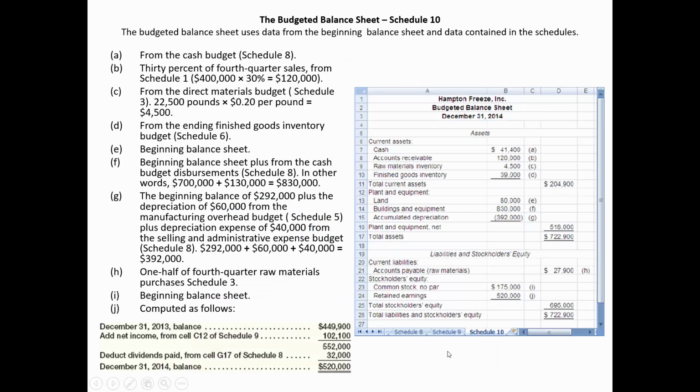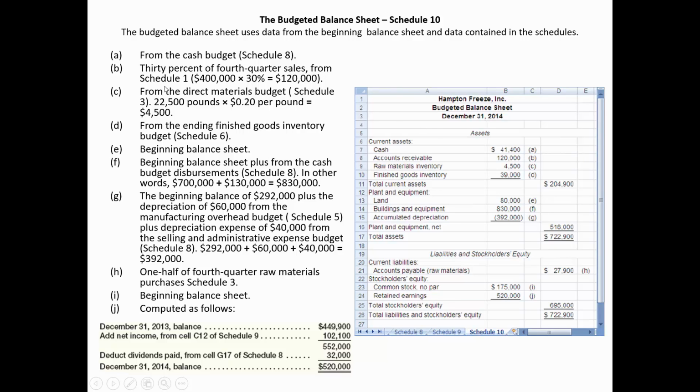Now, finally, our balance sheet. Okay, so now we're going to have some information that's going to come from the beginning balance sheet and the data contained in the schedules. So this is how we're going to calculate this. Now, from our cash budget from Schedule 8, we know our ending cash balance was $41,400.